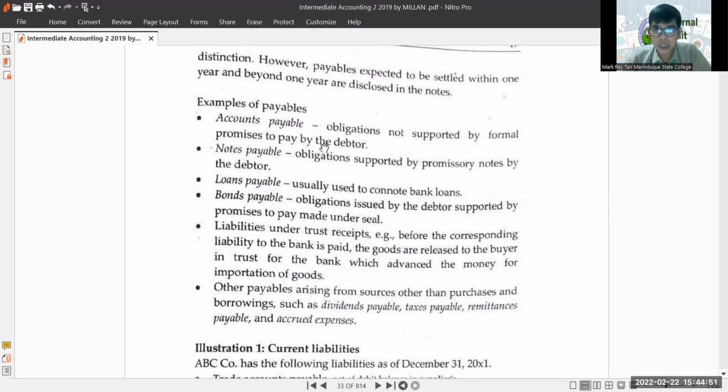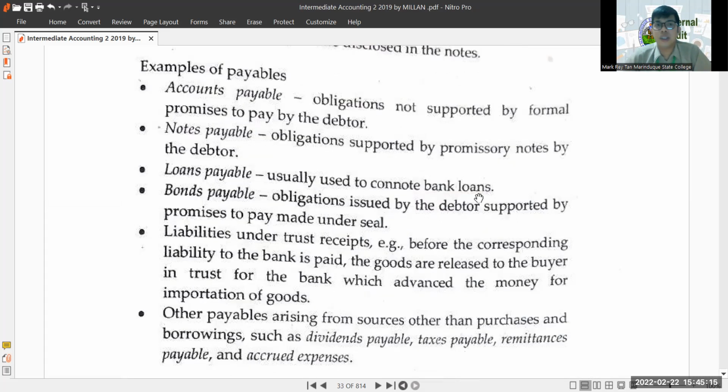Accounts payable. Kapag nag-utang, normal, di ba? Pag sinabi natin nag-purchase on account, accounts payable ang tinutukoy natin doon. Kapag naman notes payable, ibig sabihin mayroong in-issue na promissory notes yung customer or yung debtor. Loans payable naman, as mentioned here, it connotes bank loans. So magkaiba ang loans payable sa notes payable. Sa notes payable, nag-issue lang ng promissory note.